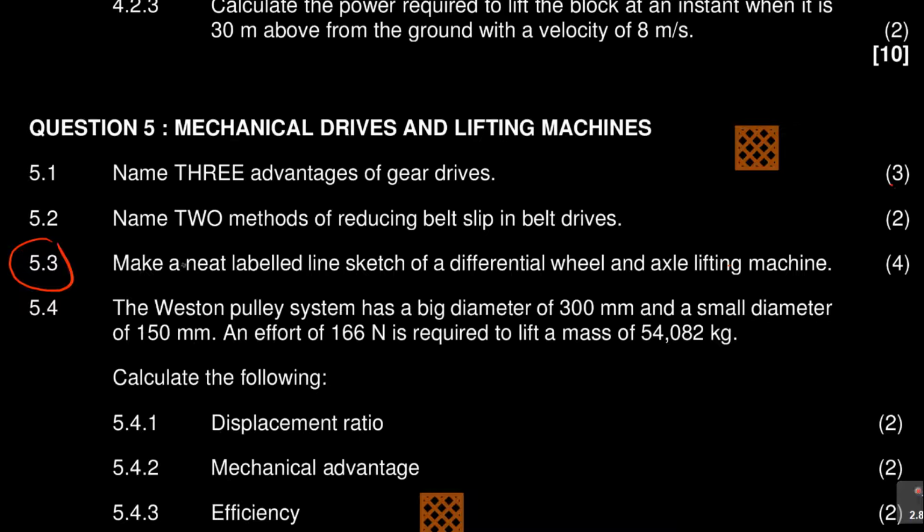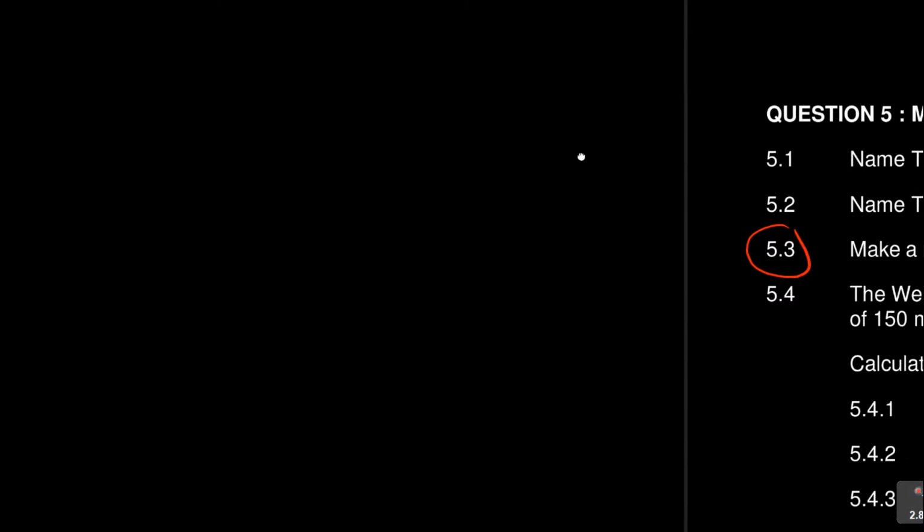5.3 says make a neat labeled line sketch of a differential wheel and axle lifting machine. 4 marks. They usually don't ask this question, but I remember drawing it in one of my sketches, so take note of the differential wheel and axle. It mustn't scare you.